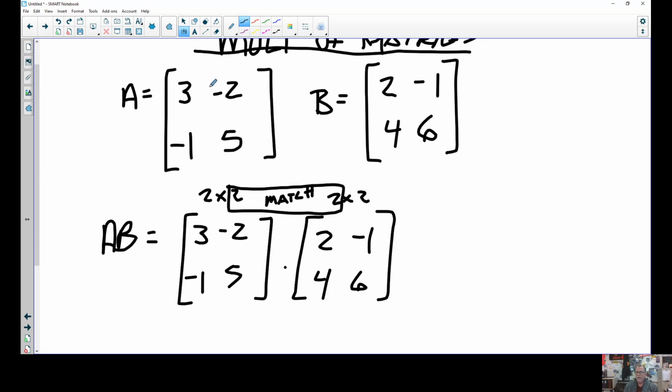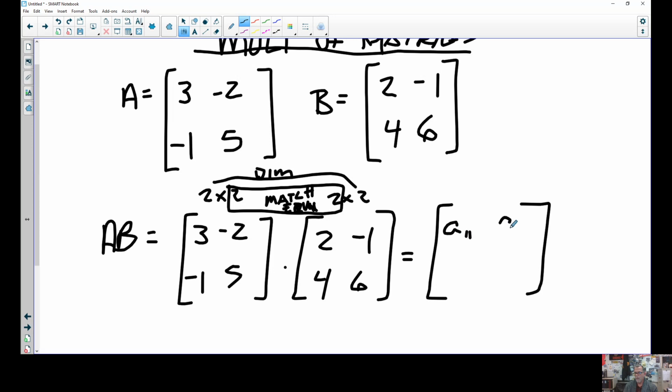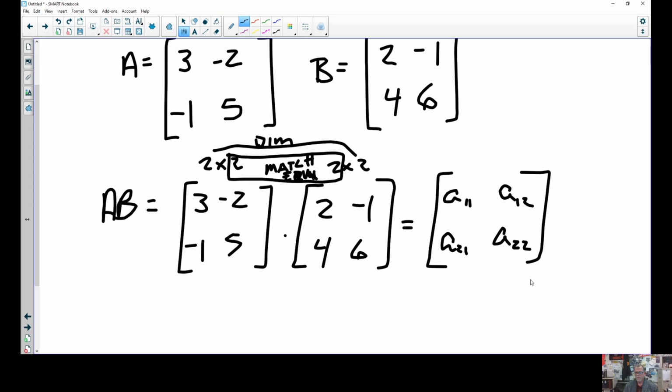When I say they match, they are equal. All right, they are the same number. You have the same number of columns as you have rows in the second one. Columns in the first, rows in the second. All right, and this number will tell you the dimension of your resultant. So our resultant is going to be, in this case, 2 by 2. So this is going to be equivalent to a 2 by 2 matrix. So that 2 by 2 matrix is going to have an A11 element, an A12, an A21, and an A22 element. Now, the trick is finding those.